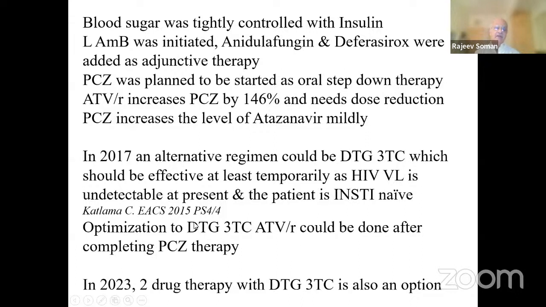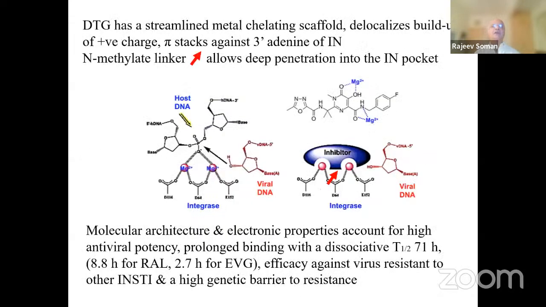If you look at it today, probably you don't need the boosted PI, and only a two-drug therapy with DTG-3TC can be an option today in 2023. And that is because of certain electronic and molecular architecture properties of DTG. So DTG has a very prolonged binding and a very tight binding to the integrase, and that is because of certain parts of the molecule. And therefore, it can work very well only with one other drug such as 3TC.